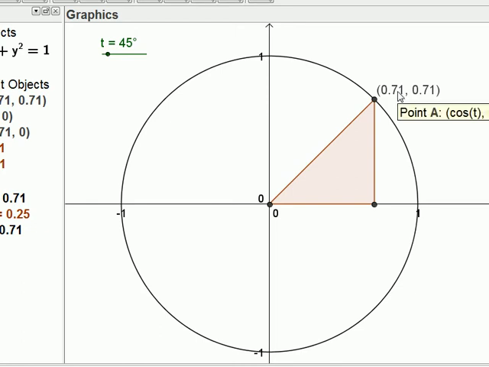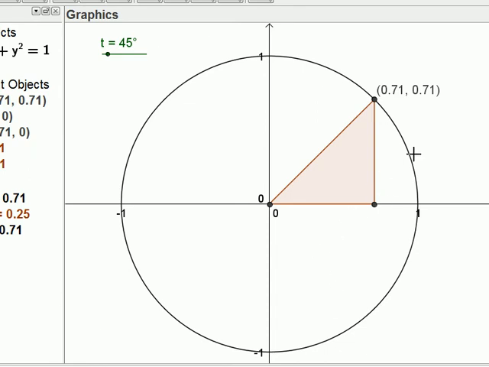Now, he went through a big, long explanation of why it is the cosine and why it's the sine, and I'll just leave it at that. But as far as just knowing it, the first one's the cosine, the second one's the sine. And so it's really important, I think, that you visualize this unit circle.